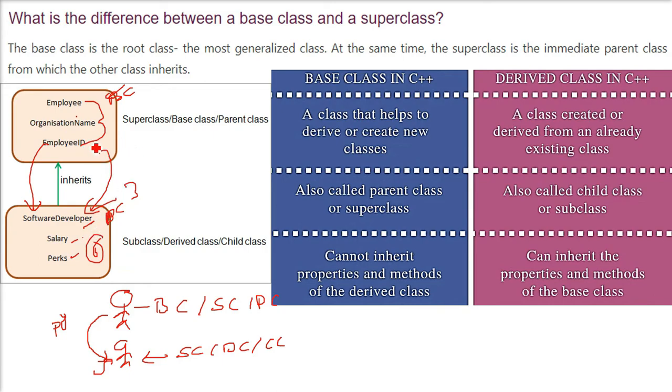See, the base class cannot inherit the properties and methods of the derived class. But the derived class, why is it called derived class? Because it is inheriting the properties and methods of the base class. The inverse is not possible. Okay.